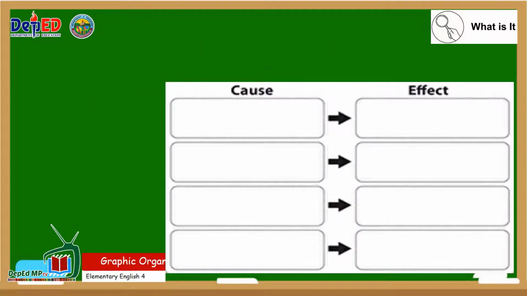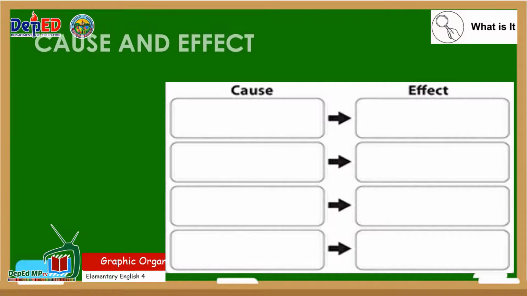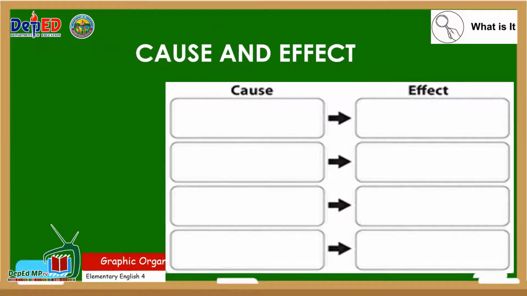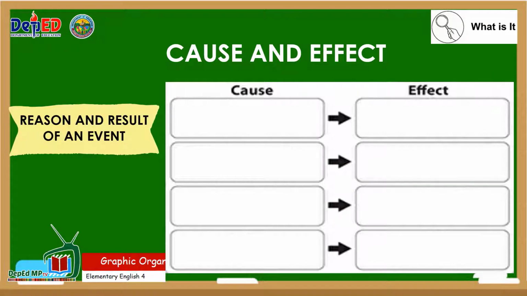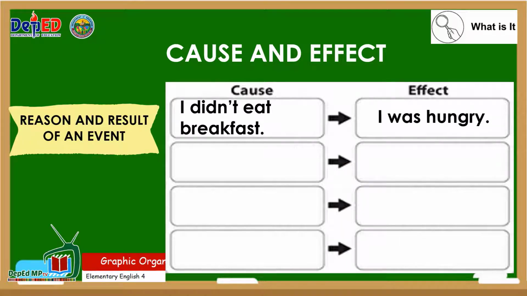Another example of graphic organizer is cause and effect. Cause and effect helps to figure out the causes and effects or the reason and result of a certain event. For example, I didn't eat breakfast, so I was hungry.